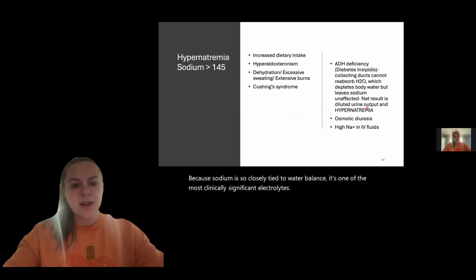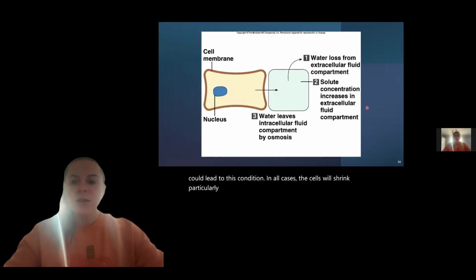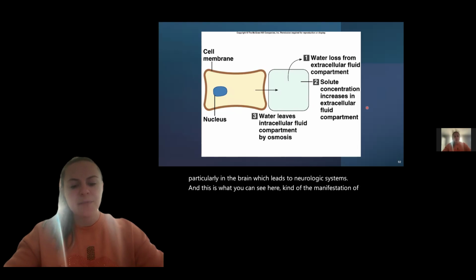Looking at some causes of hypernatremia, when sodium's above 145, this can be due to excessive sodium intake or water loss. Causes include dehydration, burns, excessive sweating, and conditions like Cushing's syndrome or other endocrine disorders like hyperaldosteronism or ADH deficiency, as seen in diabetes insipidus. In all cases, the cells will shrink, particularly in the brain, which leads to neurologic symptoms. And this is what you can see here, the manifestation of hypernatremia.